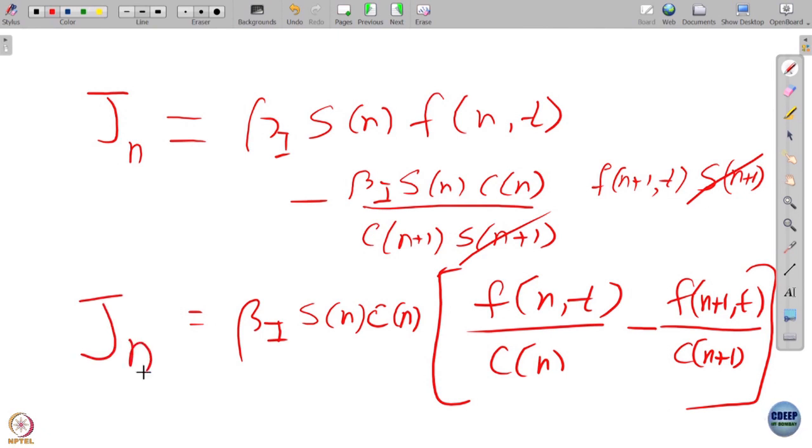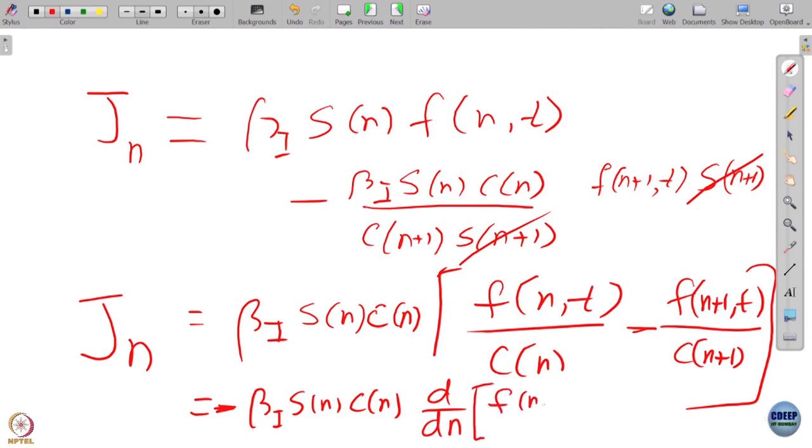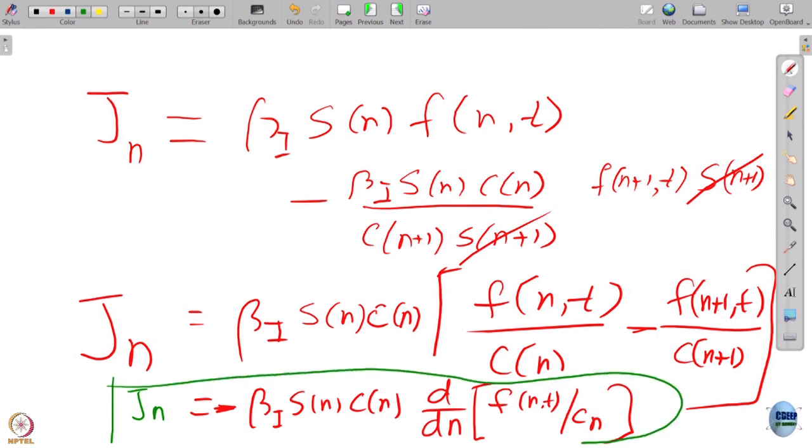Okay. Now, if you look at this expression, what do you see? You see a beautiful thing. You see that this quantity, Fnt, in the limit of large n, I can call it a derivative. So this thing can be written as, because this Fn plus 1 is minus, there will be minus beta I Sn Cn d by dn, so Jn, this beautiful thing.